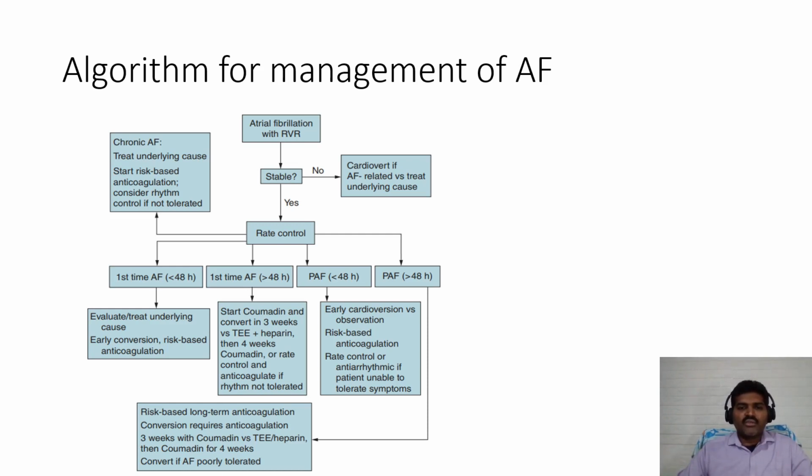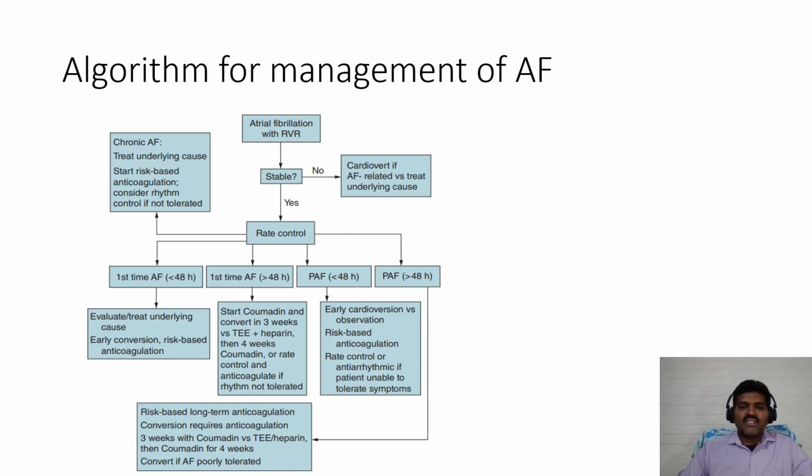Permanent AF less than 48 hours, paroxysmal AF less than 48 hours: early cardioversion observation, risk-based anticoagulation, rate control or antiarrhythmic if patient is unable to tolerate symptoms. Paroxysmal AF greater than 48 hours: risk-based long-term anticoagulation. Conversion requires anticoagulation, 3 weeks of Coumadin versus TEE or heparin, then Coumadin for 4 weeks. Convert if AF is poorly tolerated.